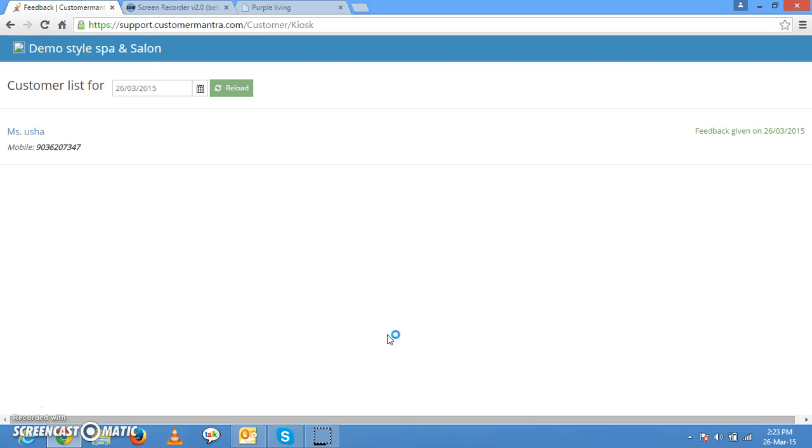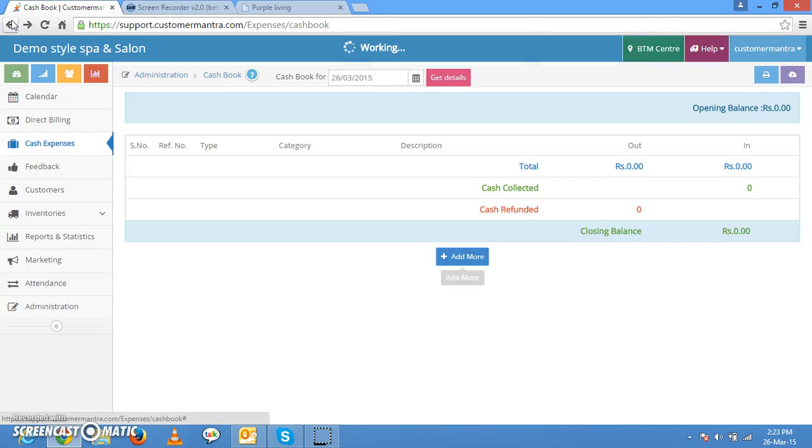Now, with this data, you could run or generate several reports. You could generate a report to understand what your overall customer satisfaction score is. Or you could run a report on customer satisfaction based on your staff, to see which of your staff is a high performing staff in terms of customer satisfaction and so on. So this is about feedback.